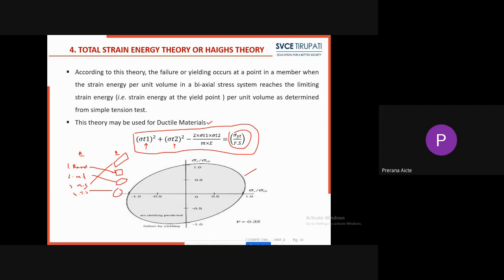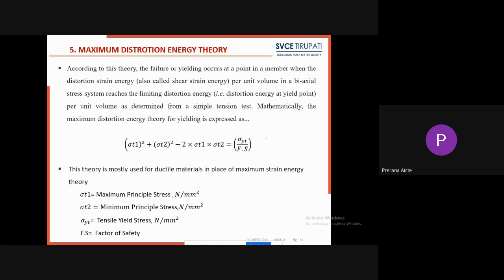Okay, right, good. So this equation we are going to use to calculate the diameter value or sigma t1 or sigma t2 values. Okay, good. Next, the last theorem is maximum distortion.